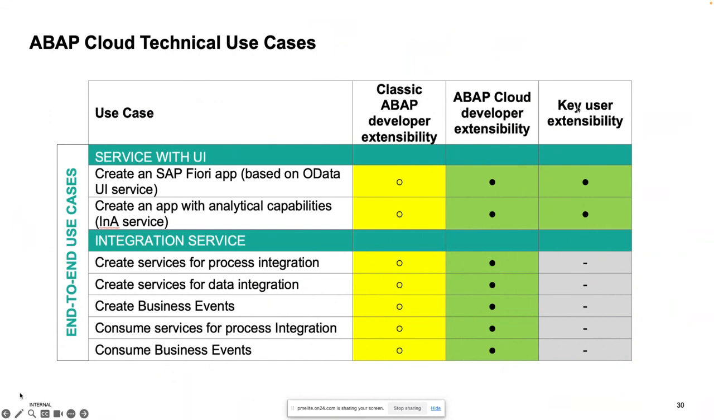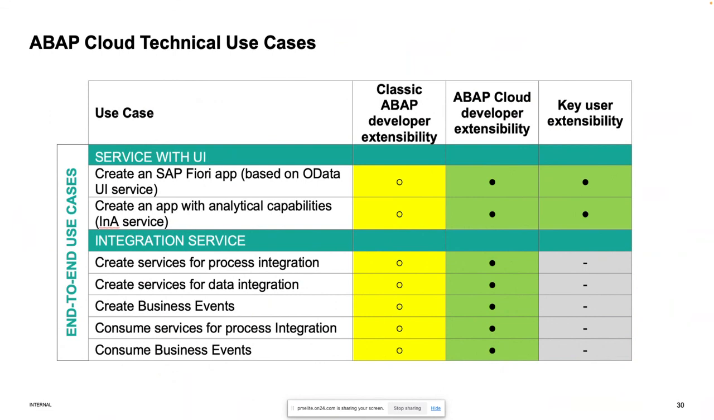And we have those things, of course, partly also available in user extensibility, as you can see here, but not everything. Meaning, you can create an SAP Fiori app based on an OData service with developer extensibility, but also with key user extensibility. The same holds true for an analytical app based on INA services. But always keep in mind, key user extensibility is limited to special aspects. If you want the full possibilities available, let's go for developer extensibility.